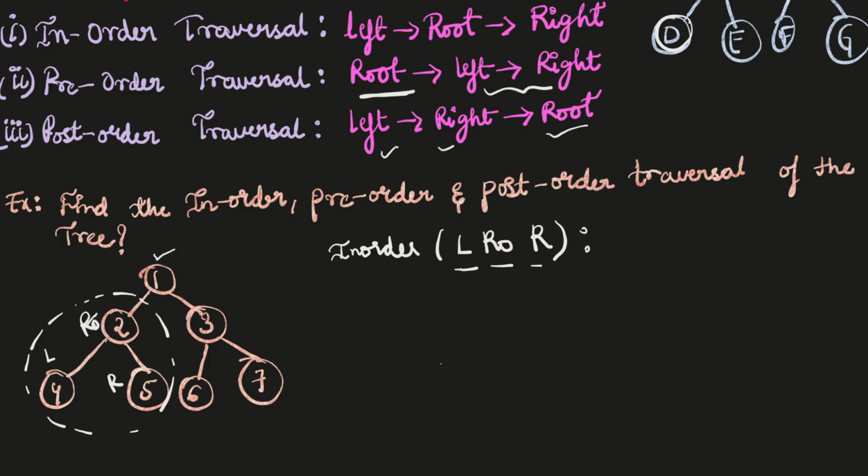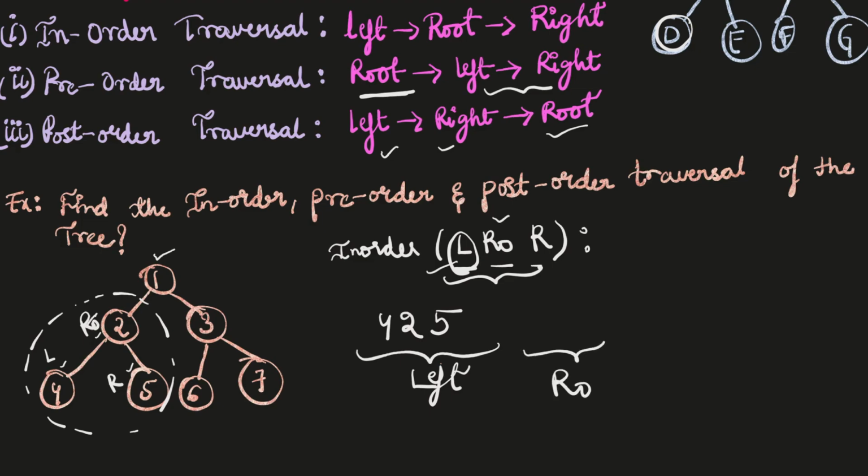Now you need to write the left element. But there are 3 elements in the left, and you can't write them in your order, right? So what you do, you again follow this order for the left also. In the left part, we follow the same order, left, root and right. So we write it as 4, 2 and 5. This is the left part. Now we come to the root part. Root part is obviously 1.